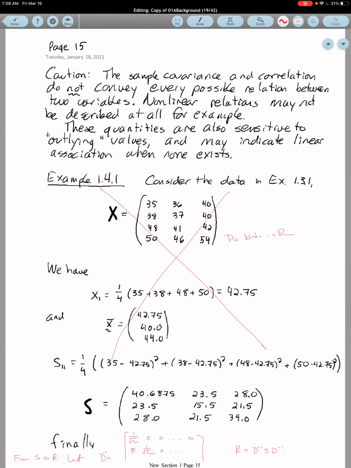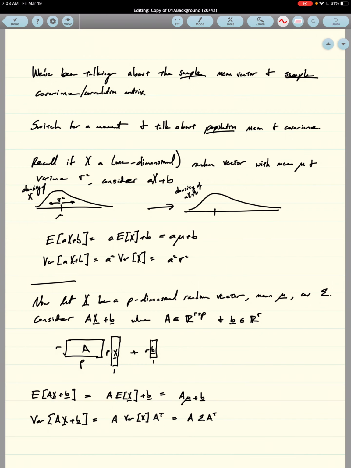Oh, and by the way, I'm just lecturing from the notes. These notes are posted on Canvas if you'd like to follow along and make notes yourself.